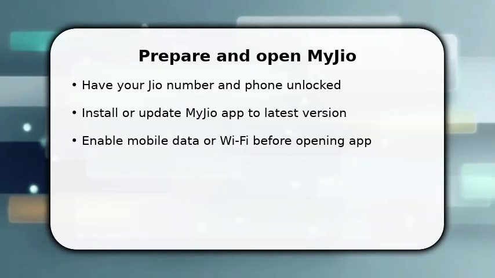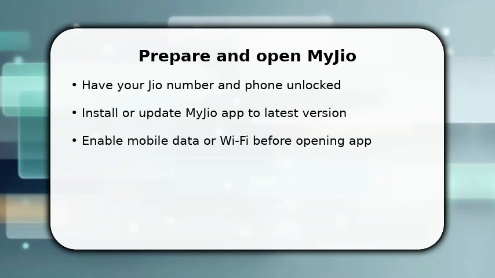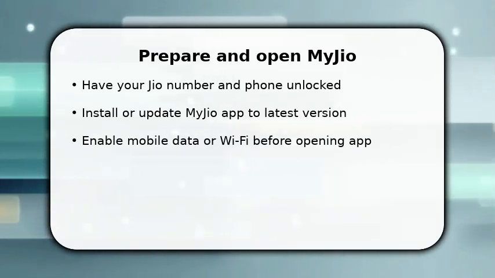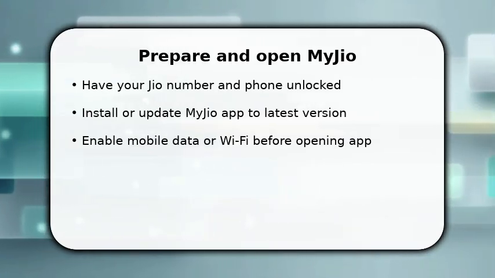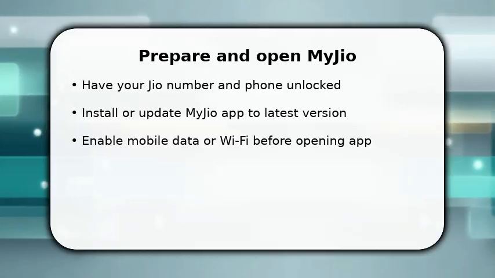You start by making sure your Geo number is active and your phone is unlocked. Open the My Geo app next. Once the app loads, sign in with your Geo number and OTP so the account dashboard appears. If you prefer, you can also use the Geo official website. However, the app is faster. Make sure to allow permissions for SMS and network access so the app can fetch your real-time balance automatically.